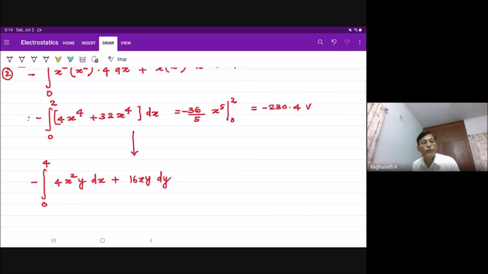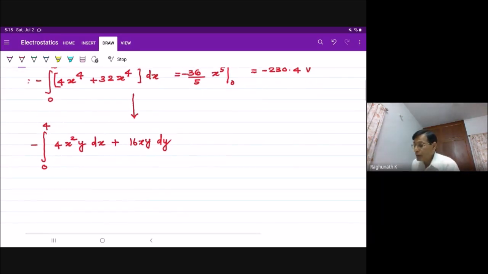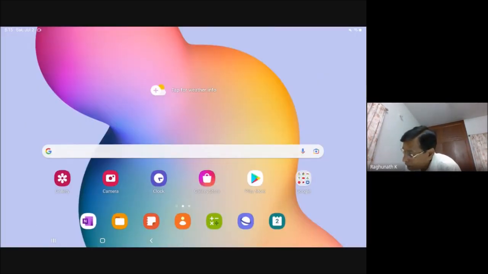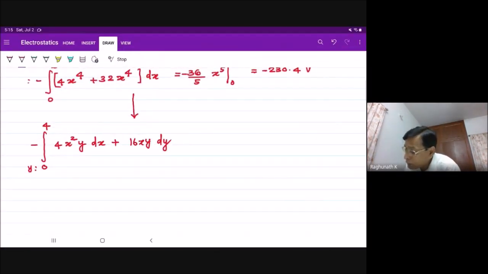Is it correct? x squared yz, xy z squared. X component multiplied by dx, y component multiplied by dy, with z replaced with 4, correct? If I want to do it with just taking the limits to be y is equal to 0 to y is equal to 4, what will the integral be?